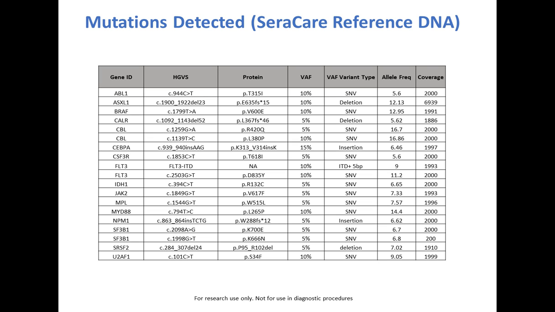The mutations detected from Seracare reference DNA, you can see from the list of the genes and the variants and also expected variant allele frequency is in the middle of this table. And on the right side of the table, the allele frequency is obtained from our assay. Those numbers are very concordant with expected allele frequency. The coverage is pretty high. It's usually around 2,000.